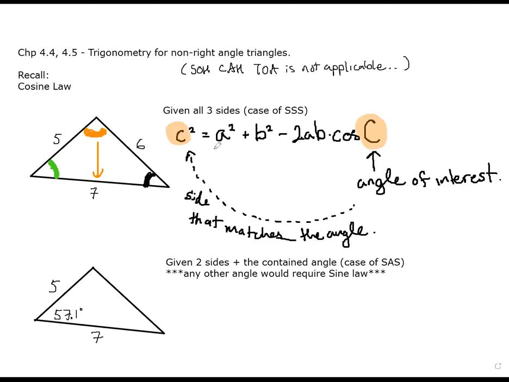The other two, well, you just got to watch out. Just plug it in, AB and AB: A squared plus B squared, and AB is multiplying with -2 and then multiplying with the cosine of C. So let's see that in action.